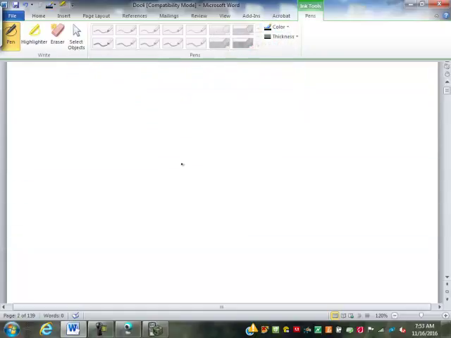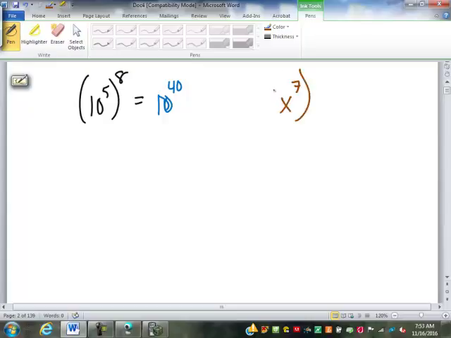We've seen what happens with exponents when we raise them to a power. When we had 10 to the fifth raised to the power of 8, what did we do with those powers? We multiplied them. It became 10 to the 5 times 8, or 40. It would work the same way with a variable. If that were x to the 7th to the power of 9, it becomes x to the power of 7 times 9, which is 63.